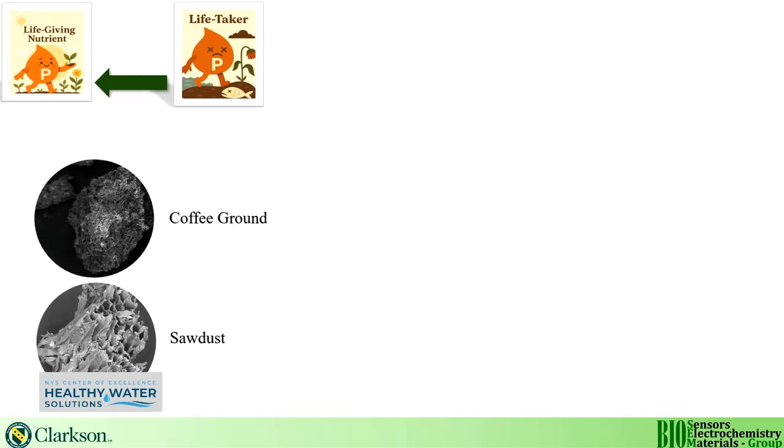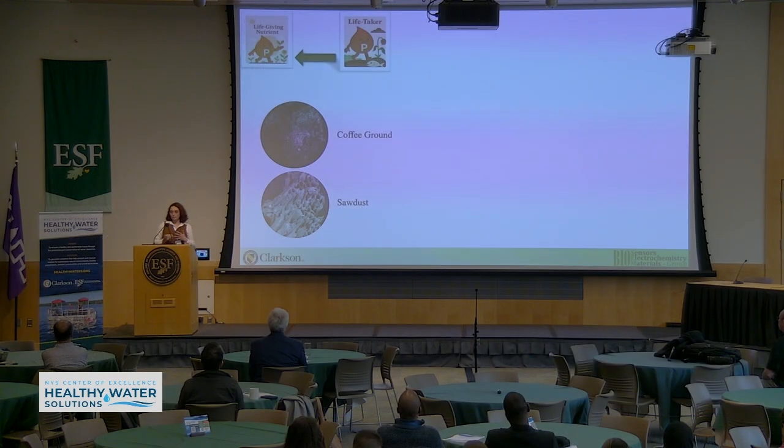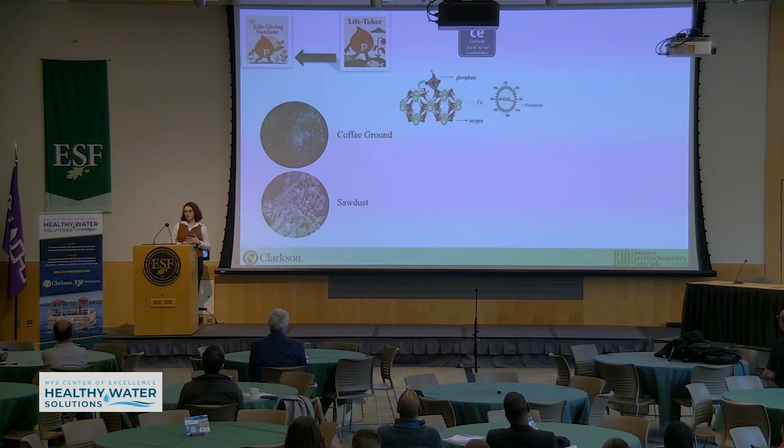So we are using waste materials such as spent coffee ground and sawdust because these materials are abundant and biodegradable byproducts with highly porous structures, enabling them to absorb more material. When we modify these materials with cerium nanostructures, we create more powerful adsorbents because of the cerium's surface chemistry.